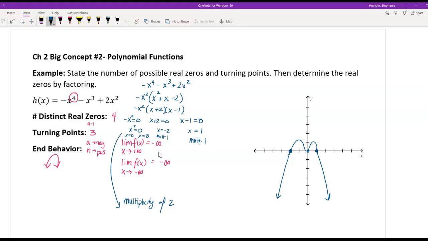So the key here: odd multiplicity, crosses; even multiplicity, touches. And when I say crosses and touches, I'm talking about the x-axis. All right.